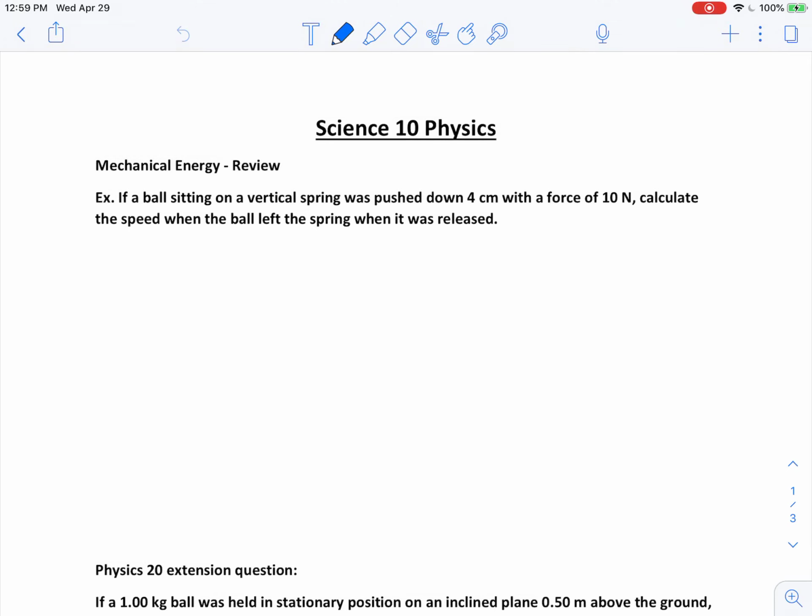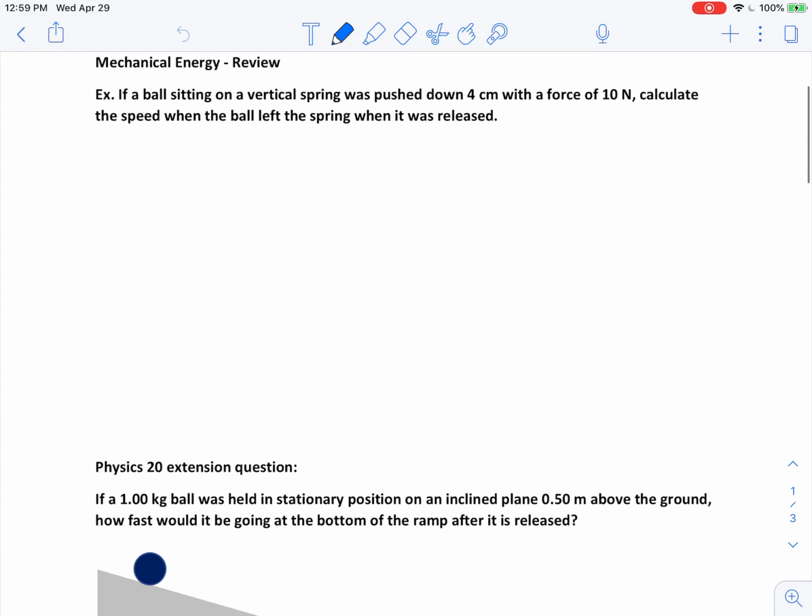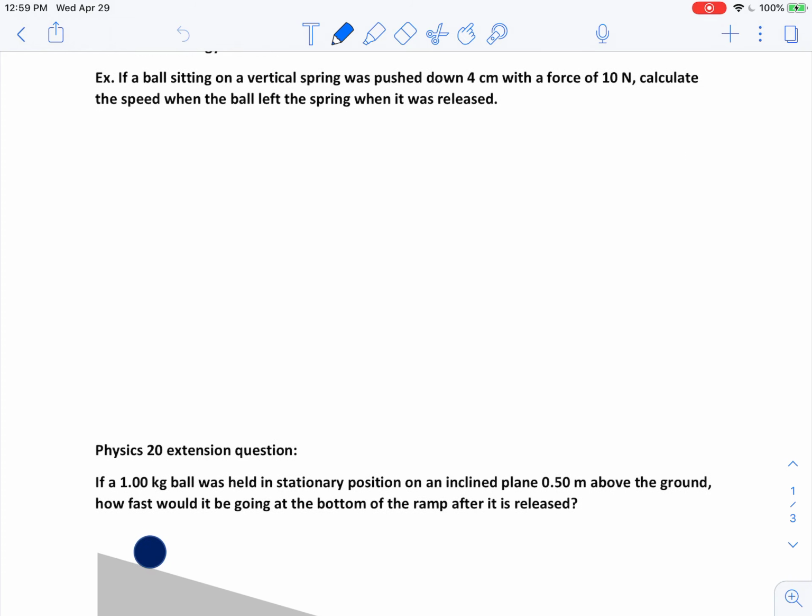Hello class. Today we're going to finish up our physics unit. We're going to do a couple quick examples on mechanical energy, and then we're going to look at graphing mechanical energy. So let's do a quick example here. If a ball is sitting on a vertical spring and is pushed down 4 centimeters with a force of 10 newtons, we want to calculate the speed when the ball leaves the spring.